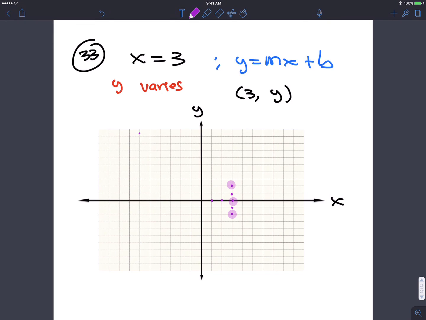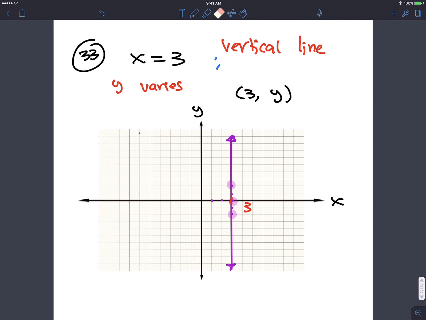And some people just simply memorize it that way. They say, if x is 3, I just simply go through the x-coordinate value of 3 right here. We're going to label it. And I simply draw my vertical line. So when x is constant, x is a number, we always get a vertical line going up or down. And this is what some people actually remember. Simply a vertical what? Line. When x is a constant value.